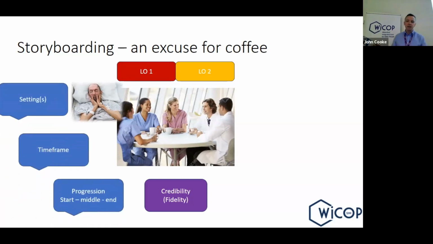In terms of the agenda for this storyboarding meeting, we need to decide on the setting. So are we going to be doing this in the resus room? Is this a clinic-based scenario? Or are we going into the person's sitting room to assess them? What sort of setting are we planning?